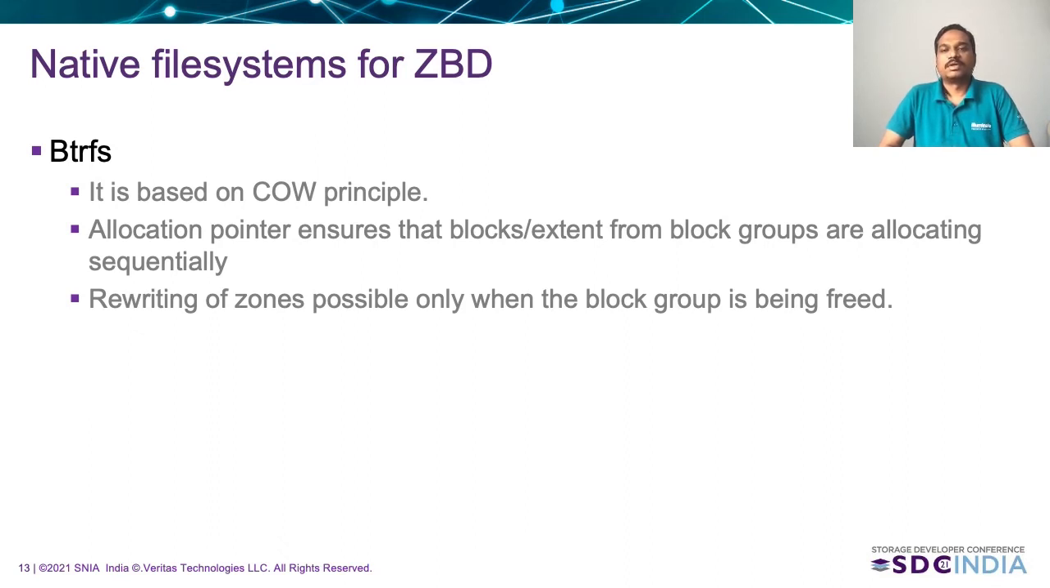First change is related to the allocation pointer. These changes ensure that blocks from block groups are allocated sequentially. Then there are changes regarding rewriting the zone. A zone will be rewritten when a block group is free.